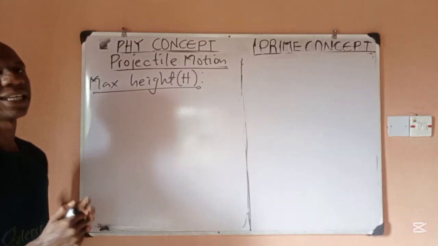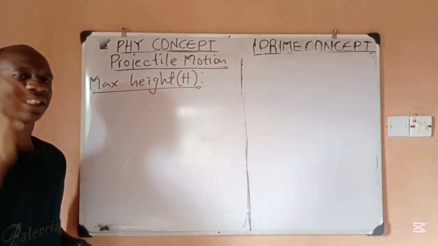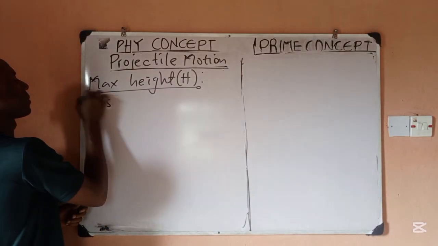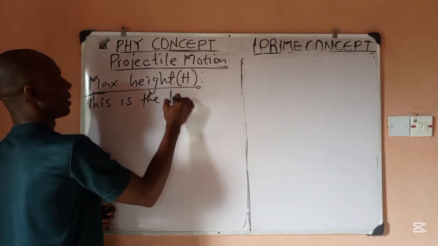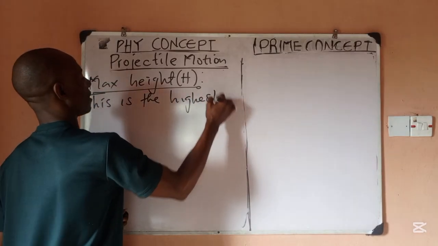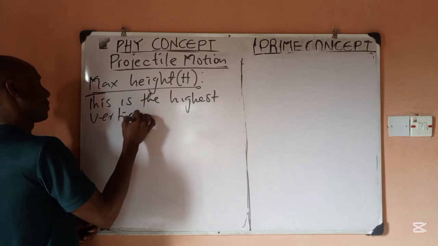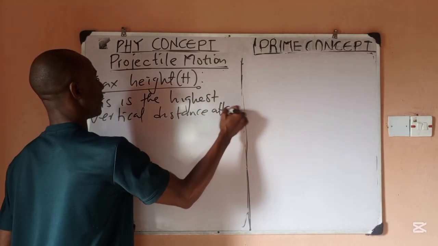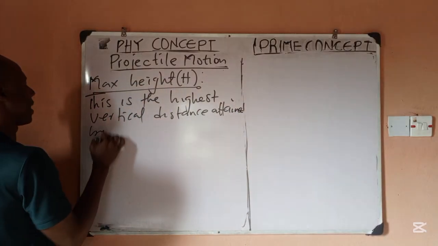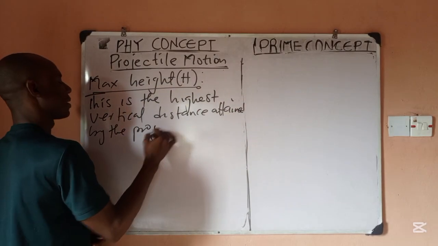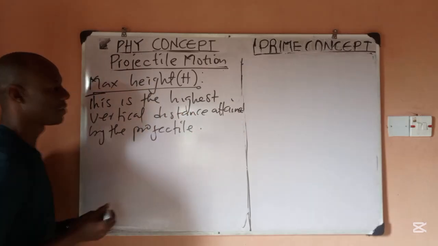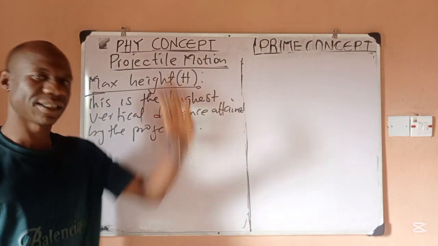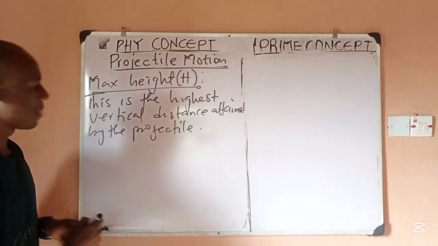Now, what is maximum height? Maximum height is the highest vertical distance attained by a projectile. Highest vertical distance attained by the projectile. So you note that it is a vertical distance. That is what we call maximum height.